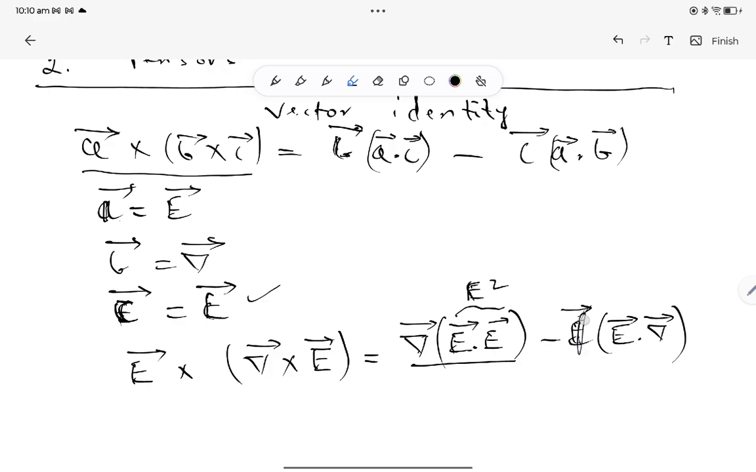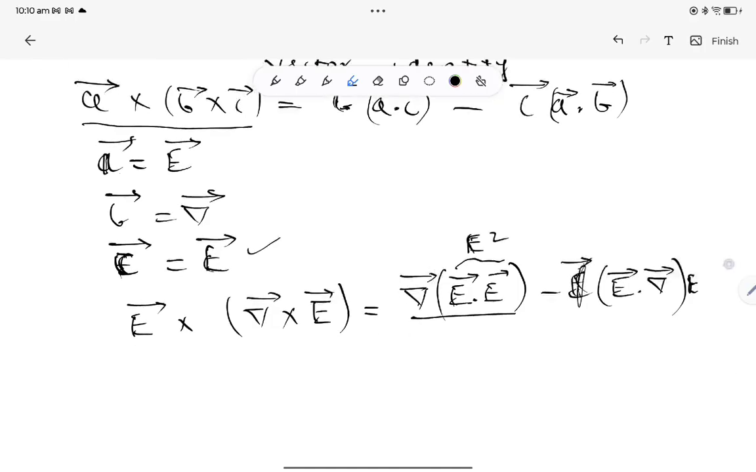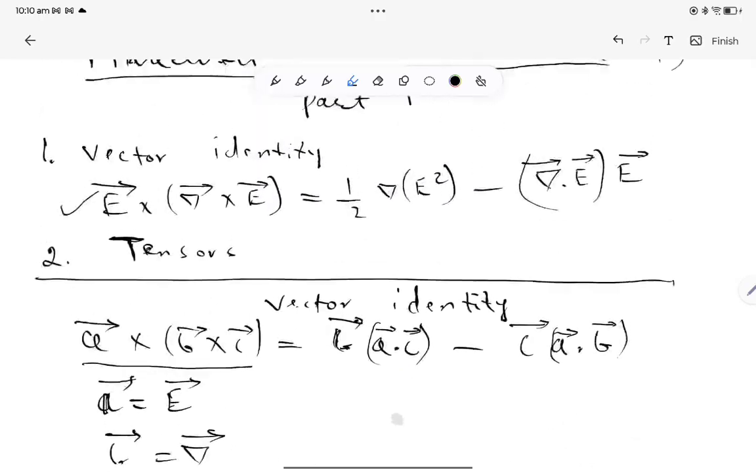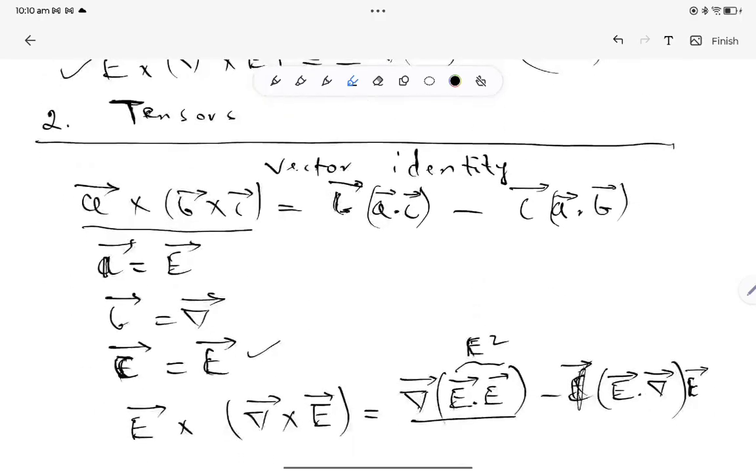It is better to write it here because E dot del is to be multiplied with this. Now the main problem is with this term. You have 1 by 2 and here you have no 1 by 2. Why doesn't this vector triple product yield the correct result? The reason is that this is not quite a vector triple product, because E is a vector but del is an operator. Because of its operator nature, the result that you get will not be correct.